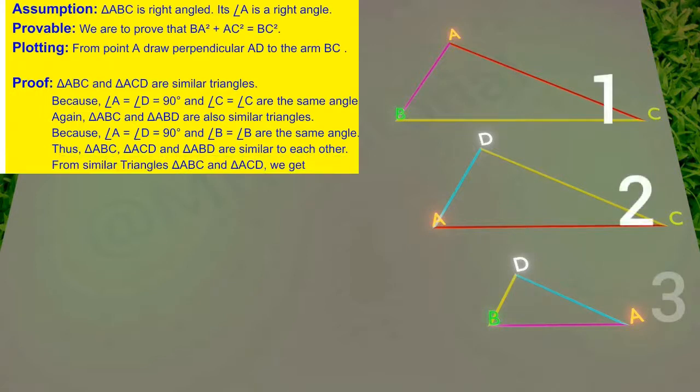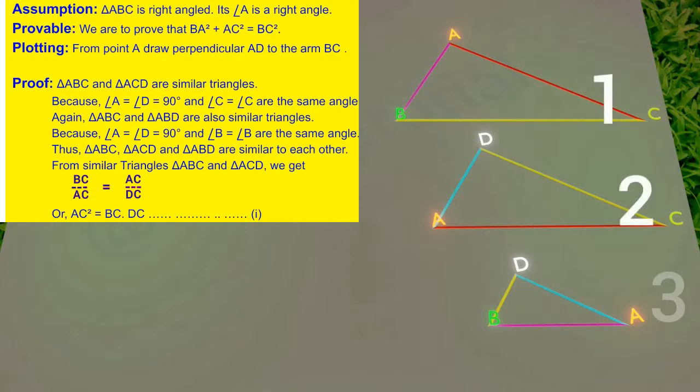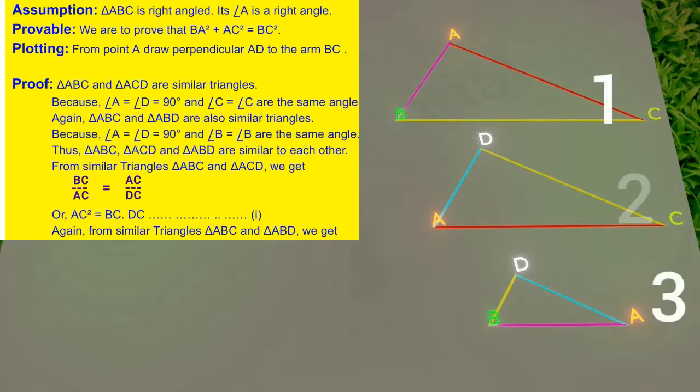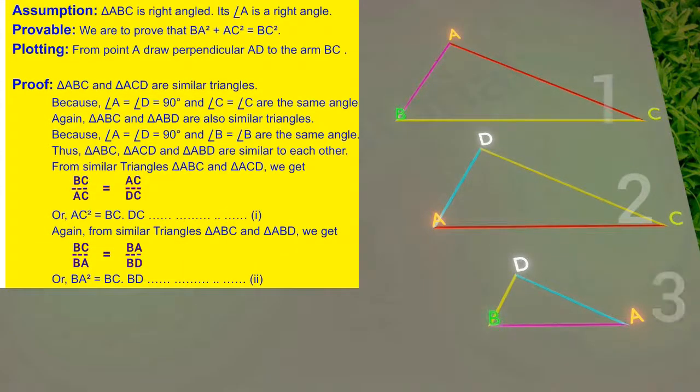Finding the ratios of the corresponding sides of triangle 1 and triangle 2, we get BC by AC equals AC by DC, or AC squared equals BC into DC. Let it be equation number 1. In the same way, we get from the ratios of the corresponding sides of triangle 1 and triangle 3, BC by BA equals BA by BD, or BA squared equals BC into BD. Let it be equation number 2.